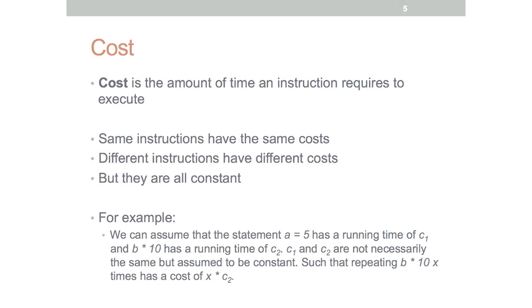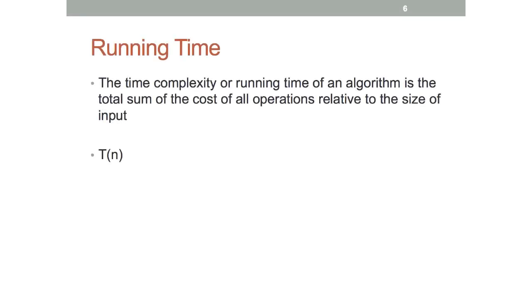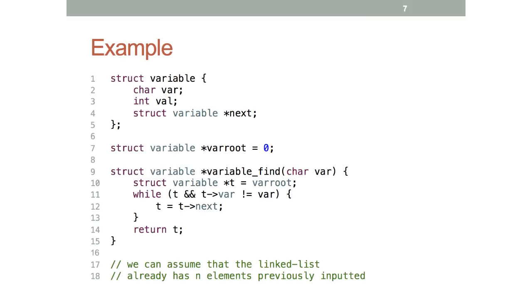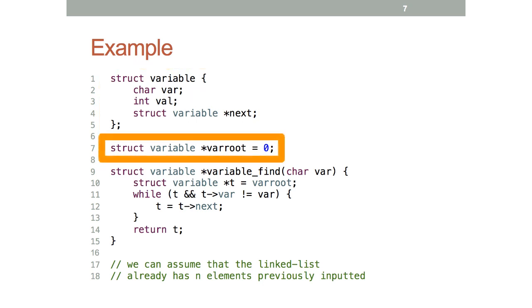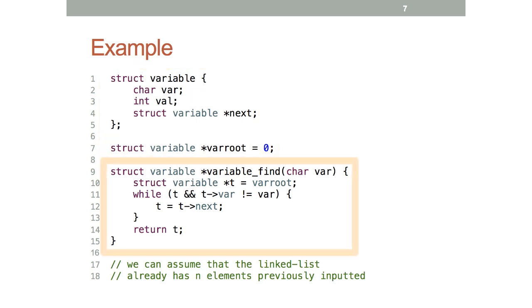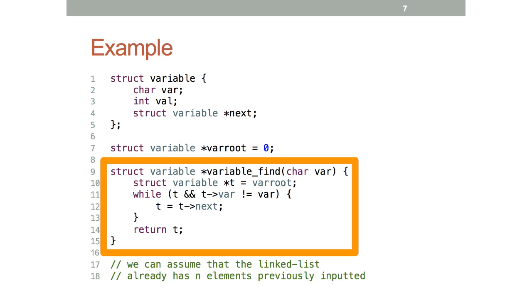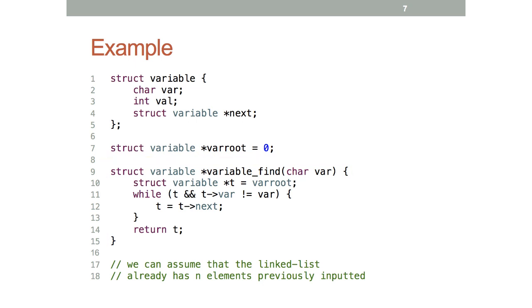With all those assumptions and details, we now define the running time or time complexity of an algorithm as the total sum of the cost of all operations relative to the size of the input. The running time is indicated by T(n). Let's look at this example. Here's a simple linked list node called variable. The root of the linked list is defined globally, and the function to get an element of the list based on the character parameter. We can assume that the linked list already has n elements previously entered.